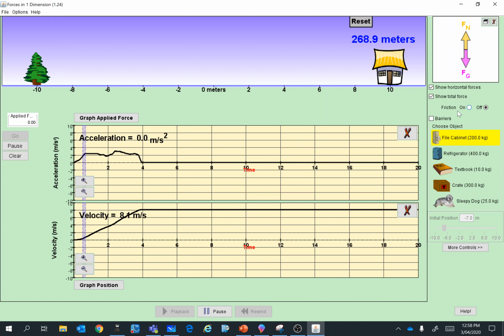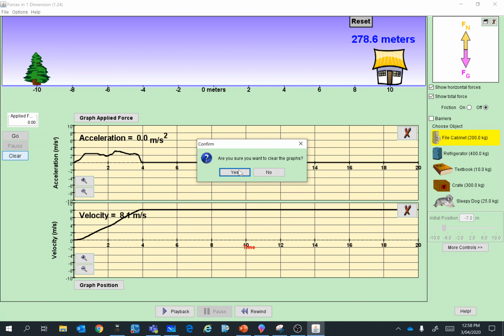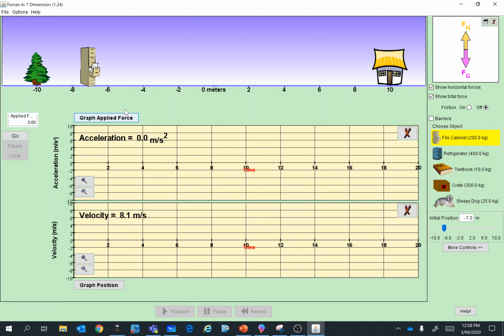If I was to turn friction on and do the same thing, so I'll just pause this and clear it, then we know that once we stop pushing, there will be an unbalanced force, friction, acting back on the filing cabinet. So friction's on this time. Let's have a look at these graphs.